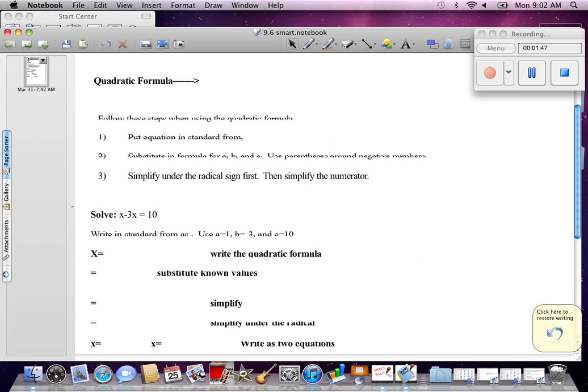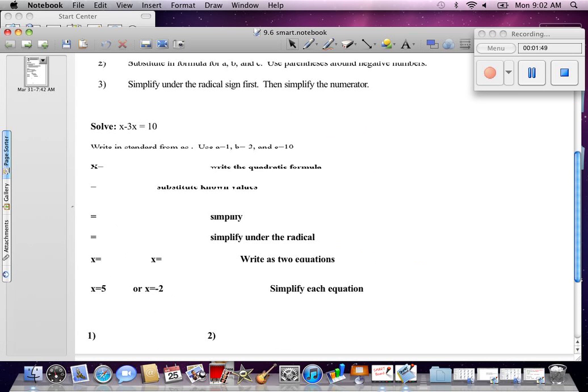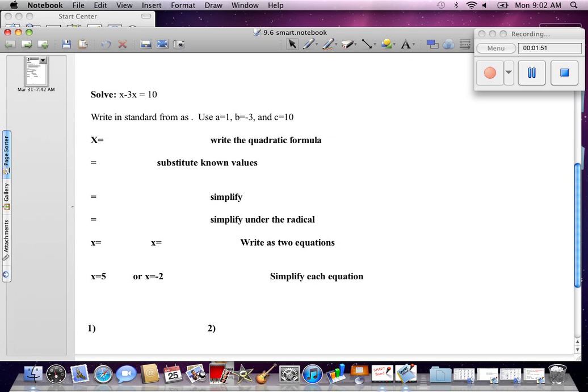Here we go. So our first problem we're going to try together is x squared minus 3x equals 10. First step is to write it in standard form. Is it in standard form, Ty? And actually, it should be x squared. X squared minus 3x equals 10. Is that in standard form, Ty?